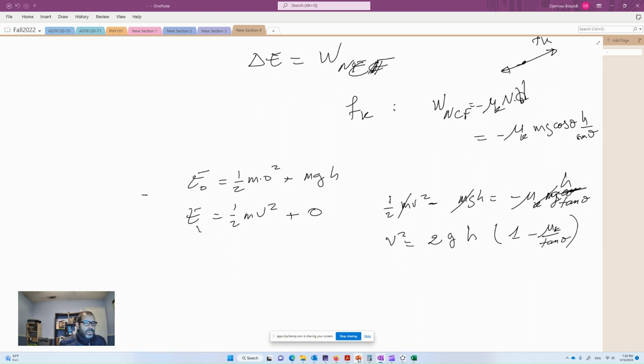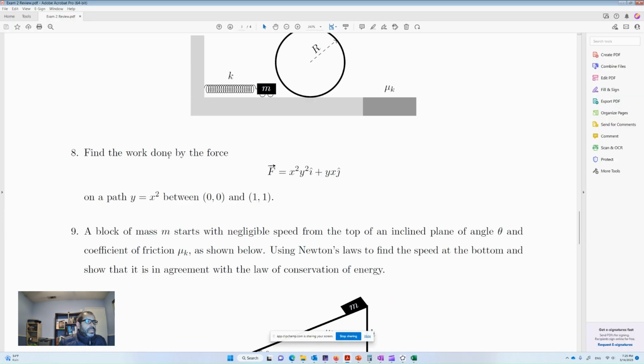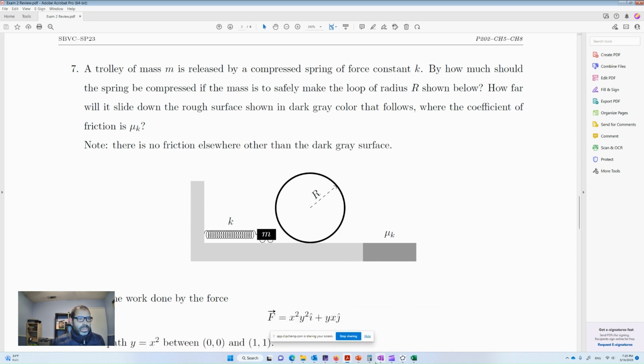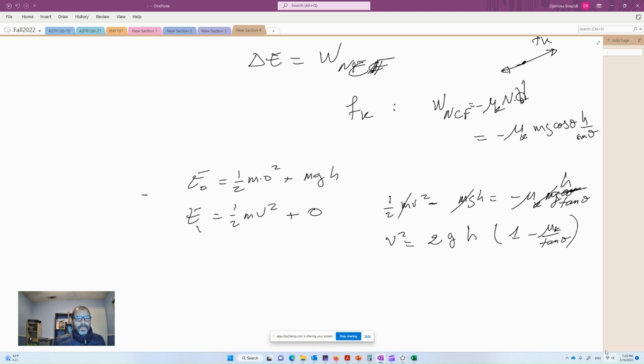This problem, let me go back to see what we have again. Okay, it's in here. We did this one in class today in detail. This one says, a trolley of mass m is released by a compressed spring. So you compress the spring, you give it potential energy, then you release it. That potential energy is converted to kinetic energy. And the kinetic energy must be enough so that it stays on the loop and comes out. And basically, that's the whole problem. And how far it's going to slide in the region when there is mu k. So let's go back and see if we can analyze the problem.